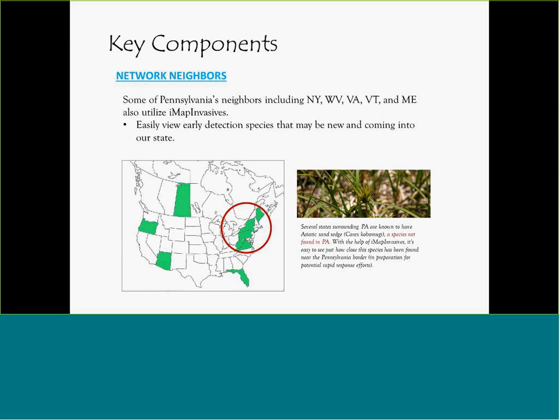So here, several surrounding states just around Pennsylvania are known to have a species called Asiatic sand sedge, and one is not currently found in Pennsylvania as far as we know. With the help of iMap, it's easy to see just how close this species has been found to the Pennsylvania border, in preparation for rapid response. So if you were to look that species up in our database, you could get more information regarding where it's found in other states.